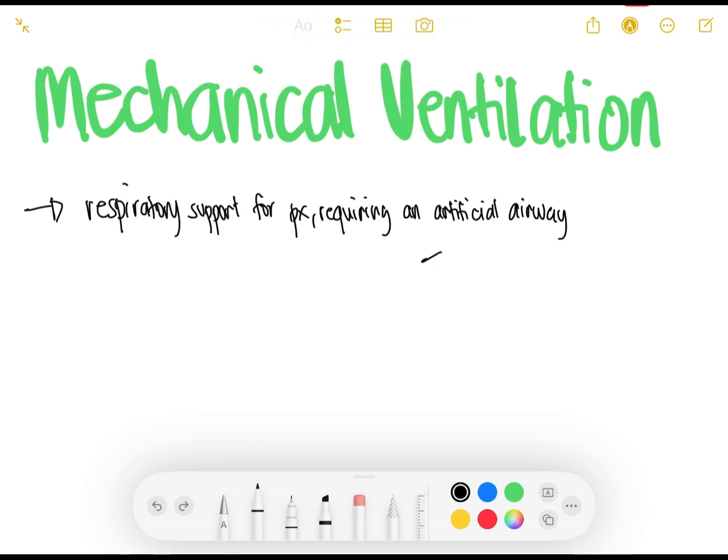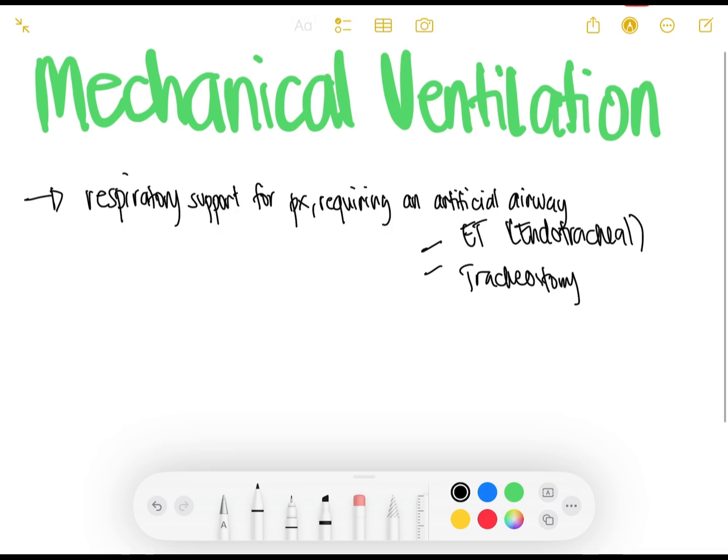So what are these artificial airways? Commonly, you have your ET tube or your endotracheal tube and your tracheostomy. Okay, so these are the common airways that are used for mechanical ventilation.